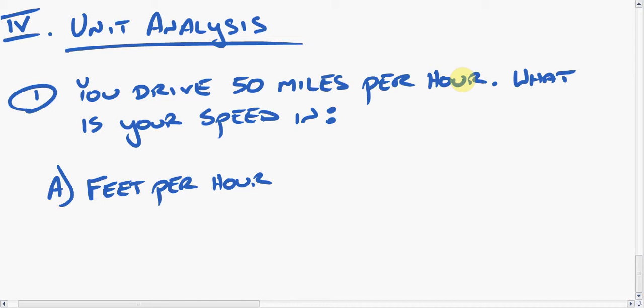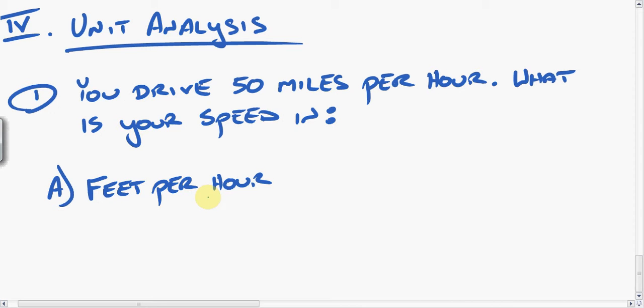Okay, this is section 1.1 part 4, the final part to this section, and we're going to look at unit analysis. I'm going to give you a couple example problems with unit analysis, all dealing with this problem right here. We're driving at the rate of 50 miles per hour, and we want to know our speed in different units.